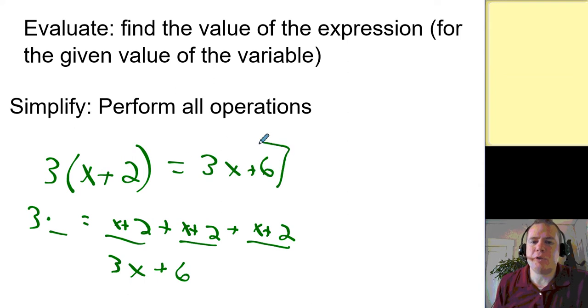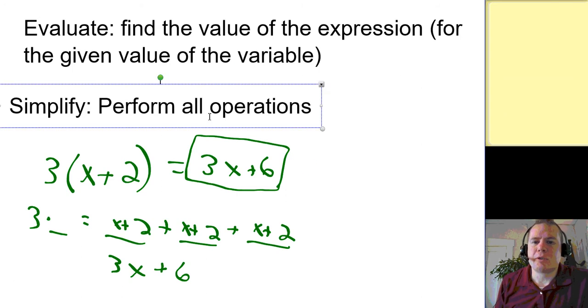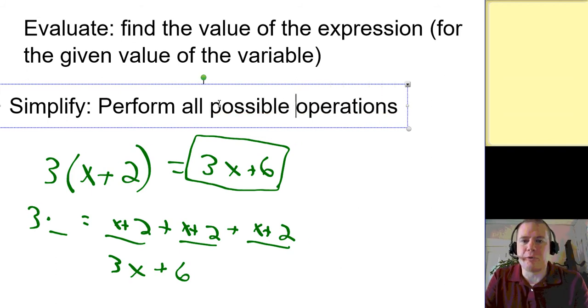So I can rewrite this expression without parentheses, and that's considered more simplified. So let's pretty up our definition here. Perform all possible operations. I can't multiply without knowing the value of x here, so that's an operation I can't carry out right now. But I still have multiplication and addition. I started with multiplication and addition. It doesn't seem like it's much better.